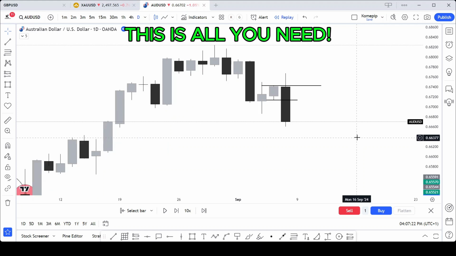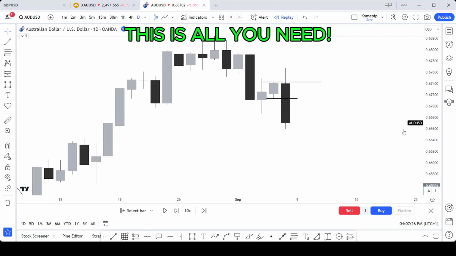So what you want to do is, this works on any pair. So we are going to be using this Oxy dollar pair. Then we'll go to gold. Then I'll show you more examples.